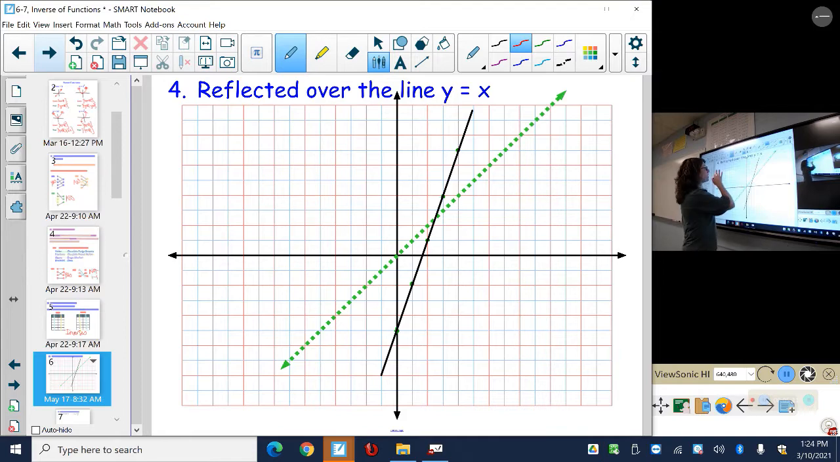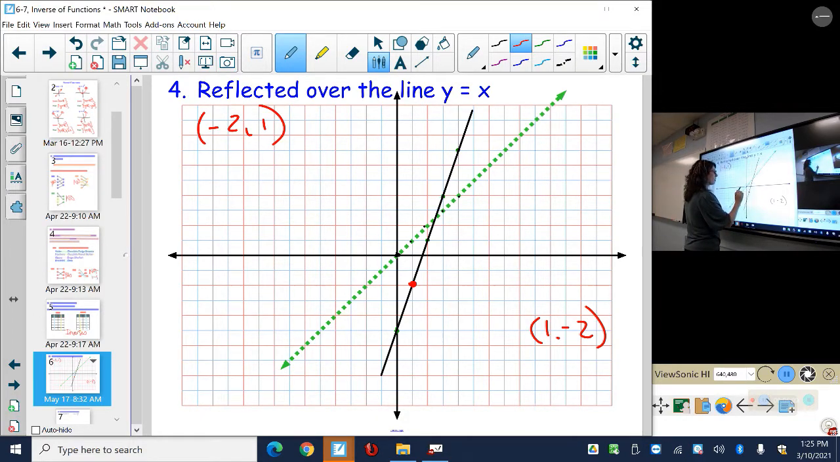Next, number 4. Number 4 said it had to be reflected over the line y equals x. This dotted line right here that you see, do you see this dotted line? It intersects at 0, 0 and has a slope of 1. That is what it means to be y equals x. Now, the reflection means that I can take this ordered pair right here. This ordered pair is going to be 1, negative 2. So if I have 1, negative 2, then the inverse of that is going to be negative 2, positive 1.